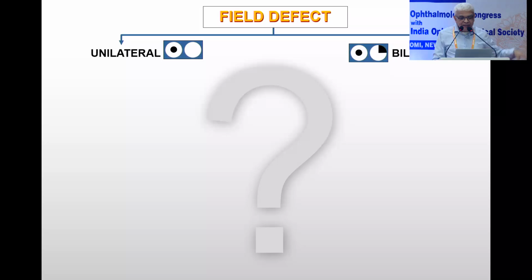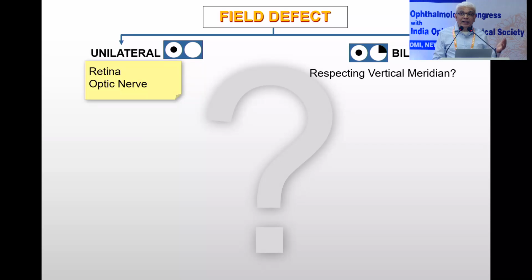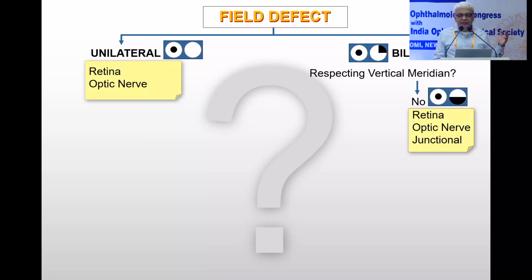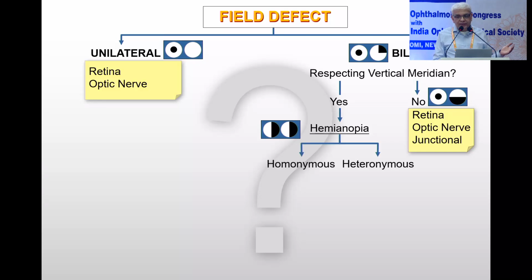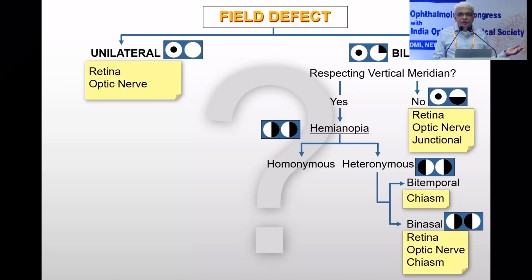Okay. My last slide. Here is the plan. I said you can have a field defect. Is it unilateral or bilateral? If it's unilateral, think about problems within the eye or that particular optic nerve. If it's a bilateral defect, ask yourself, is it respecting the vertical meridian? If it isn't, it could be retina or optic nerve or maybe the junctional kind of a scotoma. But if it is respecting the vertical meridian, you're dealing with a hemianopia. So ask yourself, is it homonymous or heteronymous? Heteronymous comes in two flavors, bitemporal and binasal, but all of them need imaging as well.